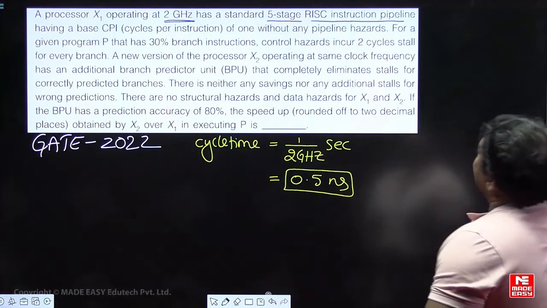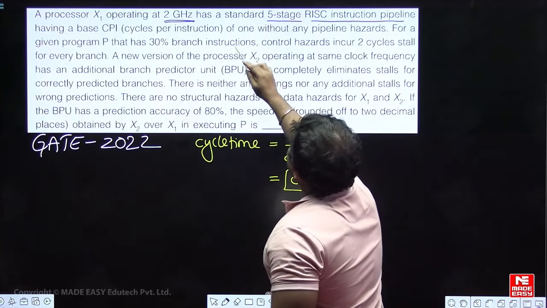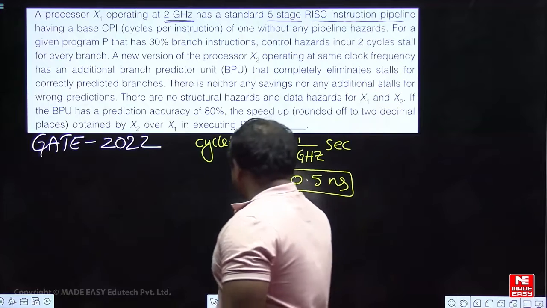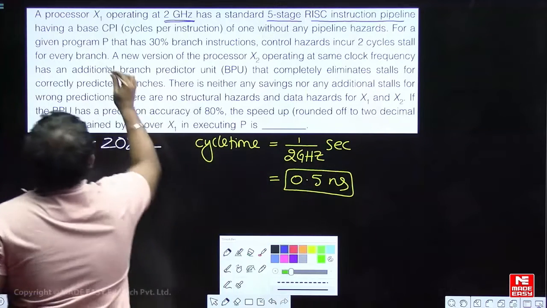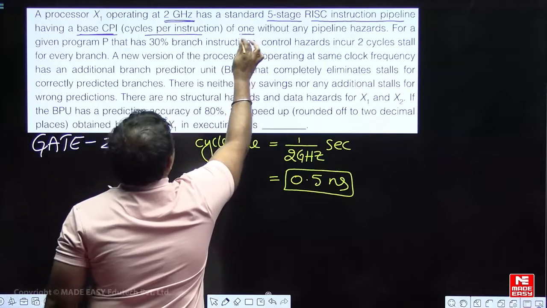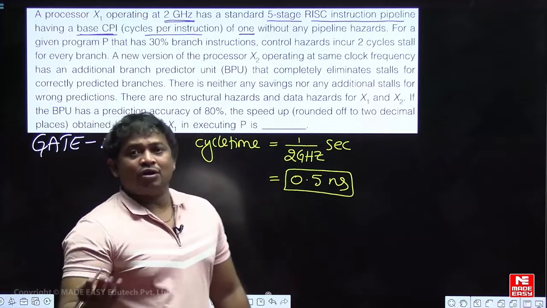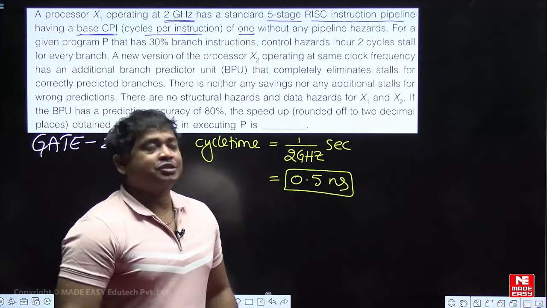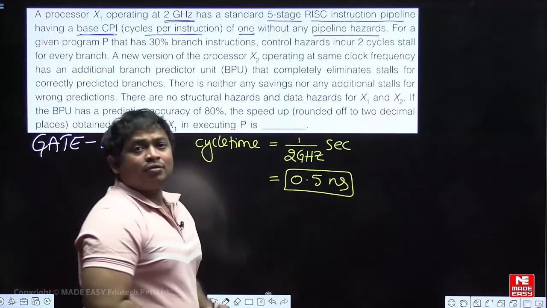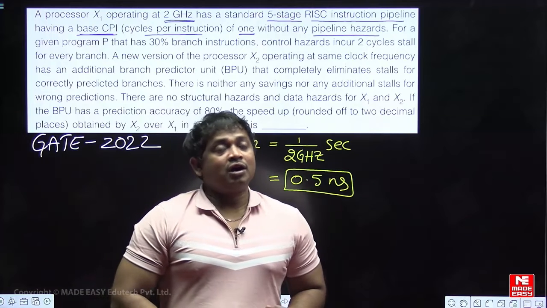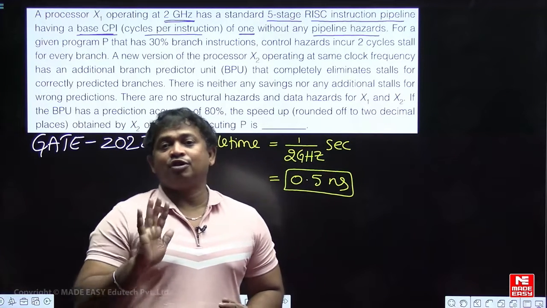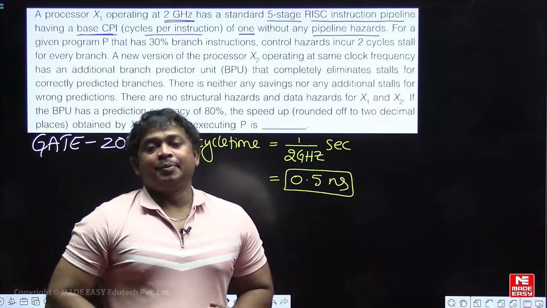So cycle time of the processor is 0.5 nanoseconds. Here the processor has the 5-stage RISC instruction pipeline having a base CPI, cycles per instruction, of 1. So CPI of pipeline is always 1. That is also mentioned in the question. Without any pipeline hazards, there are no extra stalls or extra cycles in the pipeline. CPI is equal to 1 as an ideal CPI.